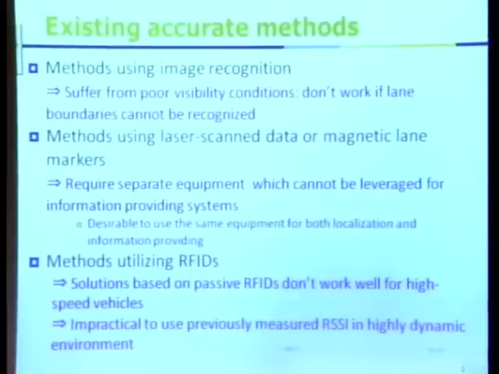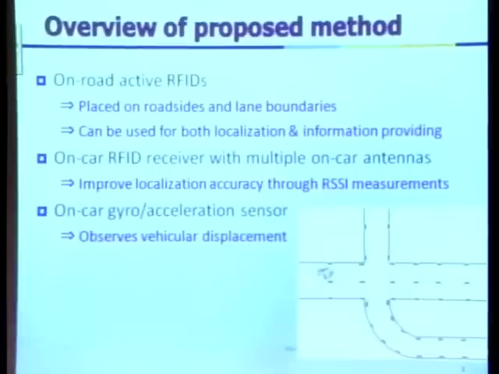So we proposed another method using RFIDs and achieved as follows. One point is using on-road active RFIDs placed like here and here in the lane boundaries and road shoulders. This is used for localization and information providing.